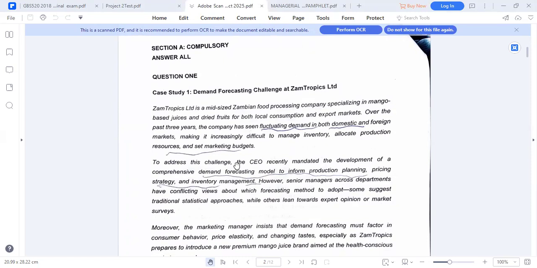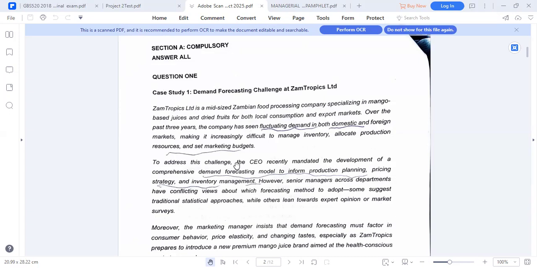So Zamtropics Limited is a medium-sized Zambian food processing company specialized in mango-based juices and dried fruits for both local and export markets. Over the past 3 years, the company has seen fluctuating demand in both domestic and foreign markets, making it increasingly difficult to manage inventory, allocate production resources, and set marketing strategies.